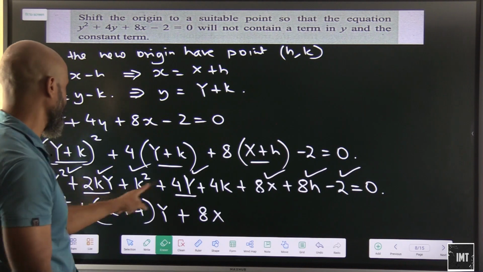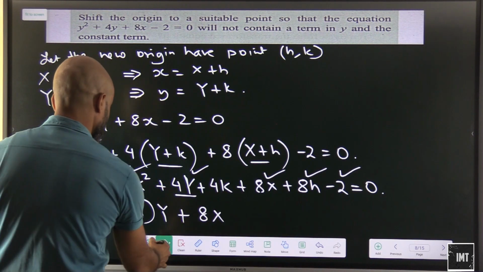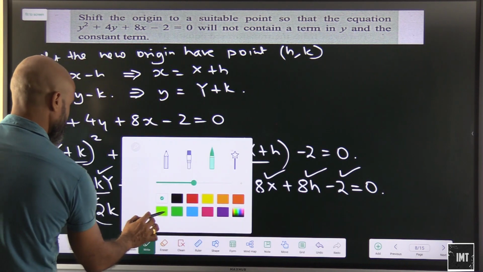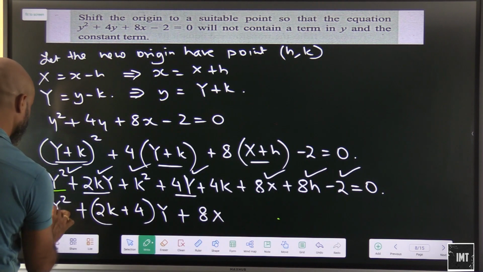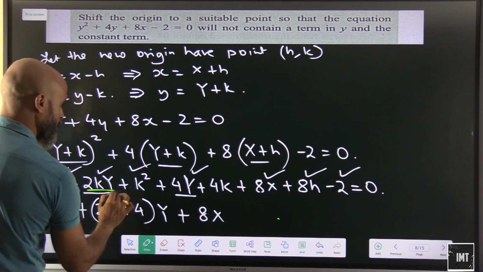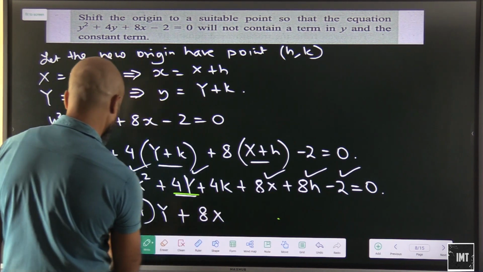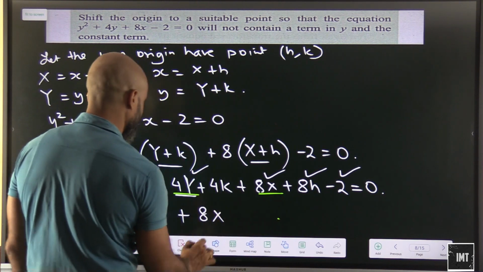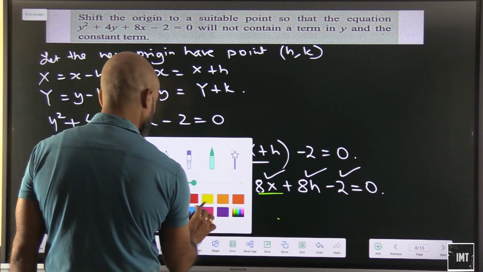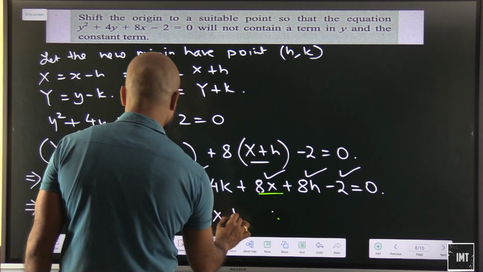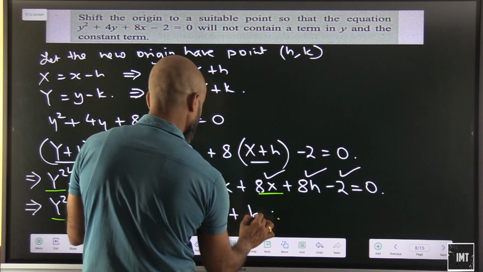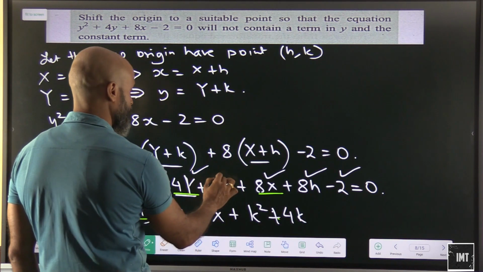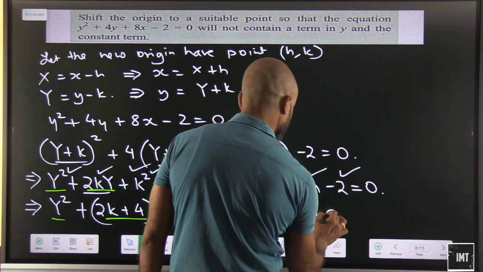So this will be 8x taken. Okay, so what else remains here? Let's solve the confusion. Y square has been taken. 2ky and 4y has been taken. In terms of y, we have here 8x, which has also been written here. So what else would remain? K square plus 4k plus 8h minus 2.